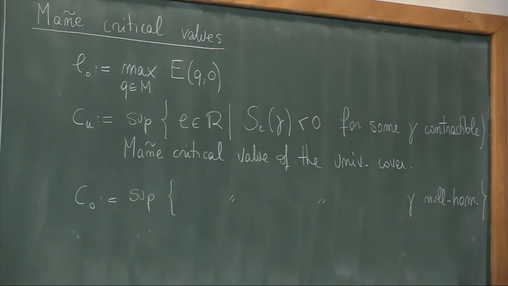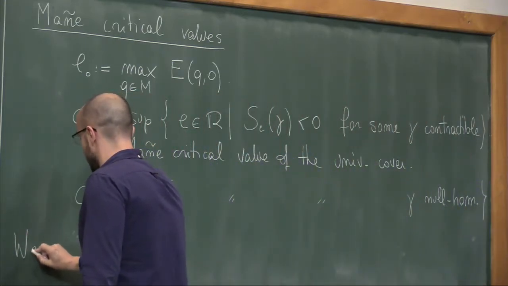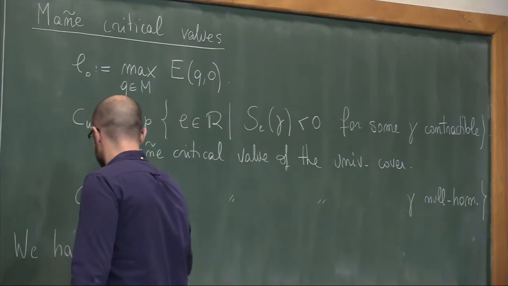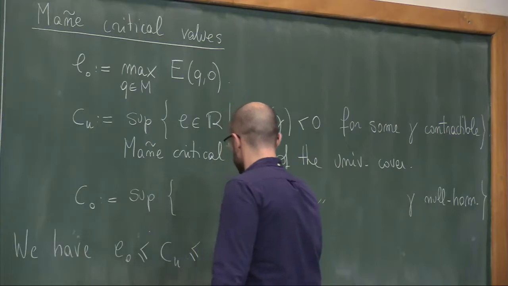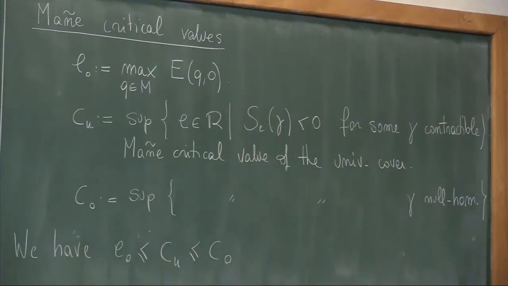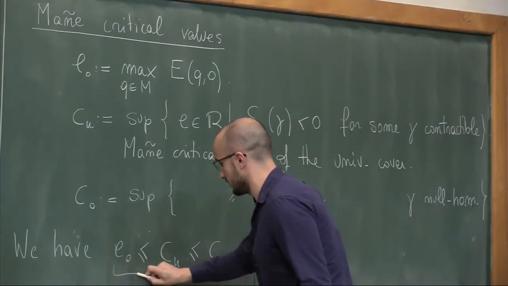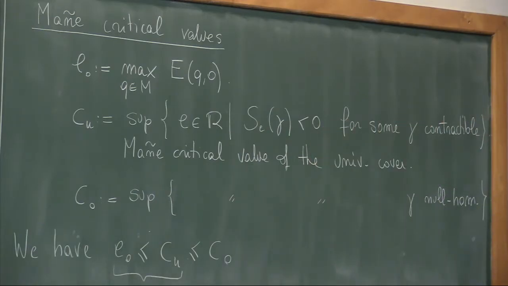Okay, so we have inequalities between these critical values. It's pretty easy to show that E0 is less or equal than Cu, and it's less or equal than C0. And the inequalities are in general strict. So what I mean by that: first of all, let's look at this inequality here. This inequality is strict C1 generically.